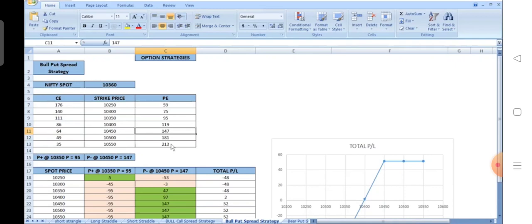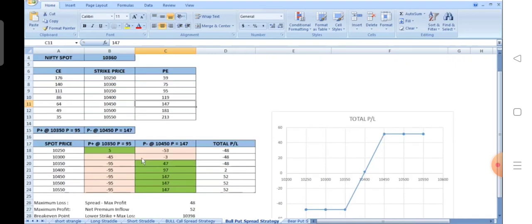So in this case, as we can see, we are receiving a net premium at the beginning of the strategy. That is 147 rupees minus 95, which is 52. So we have a net premium inflow of 52 rupees. Let us have a look at the payoff of different option legs at expiry.